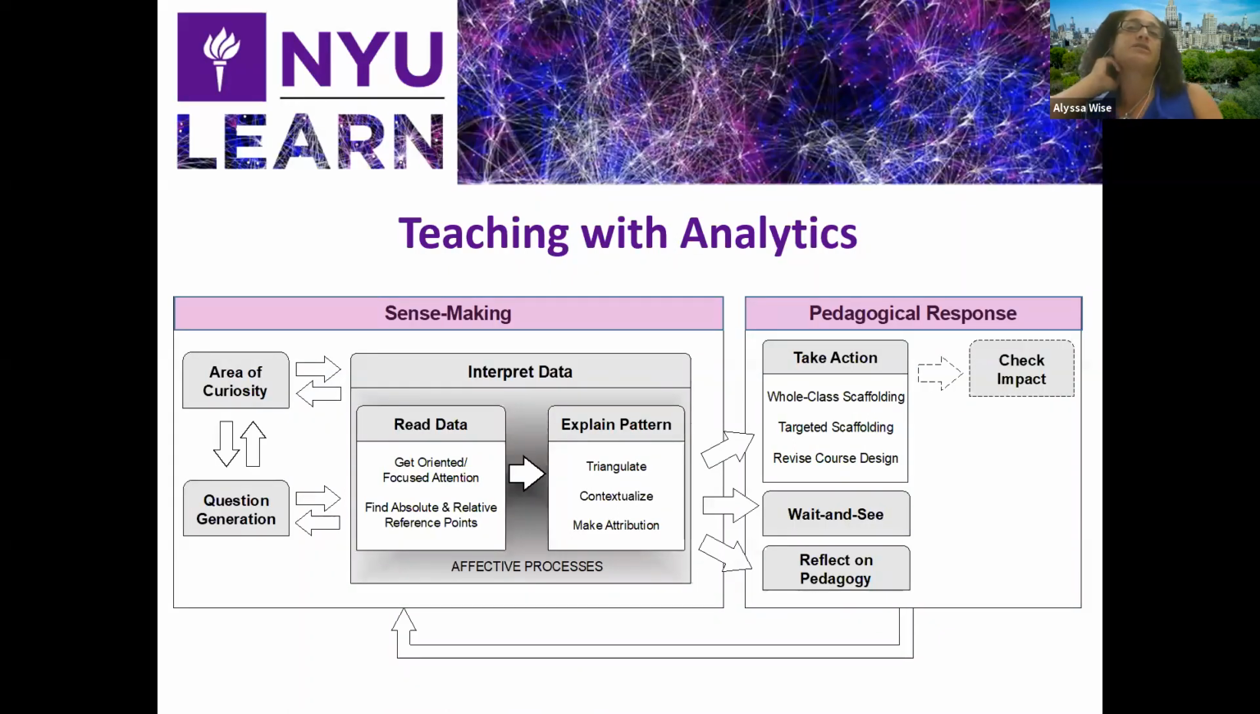So this is the model of teaching with analytics that we developed. And what I think is important to notice is 2 things. There's really sort of 2 halves to it. One is sense making. What am I trying to understand about my students? What does the data tell me?